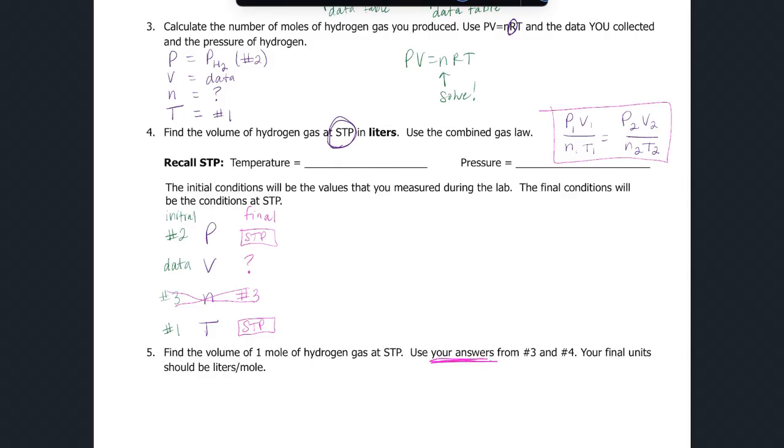So not our expected value. And remember, our unit is going to be liters per mole. So if you think about the past couple problems that we've done, in number 4, your final answer should have been a volume in liters.